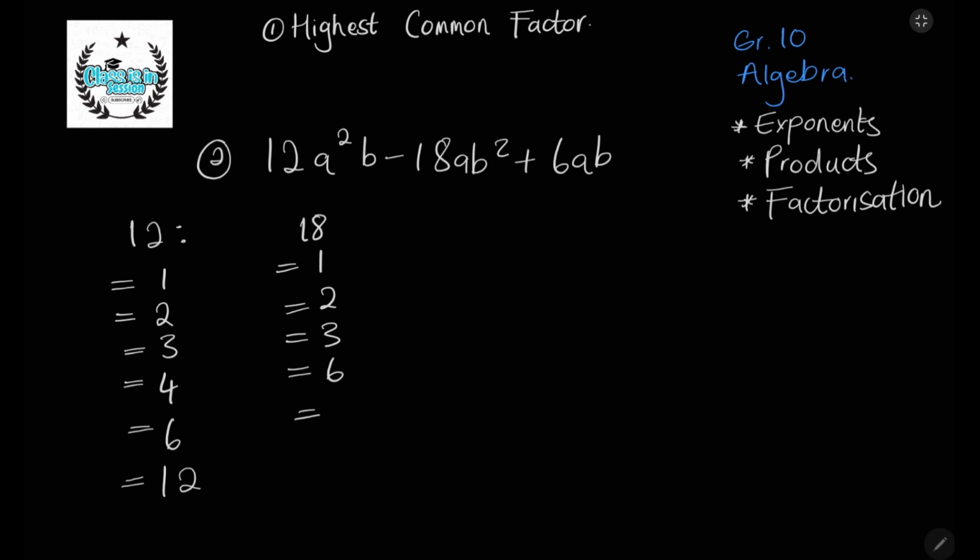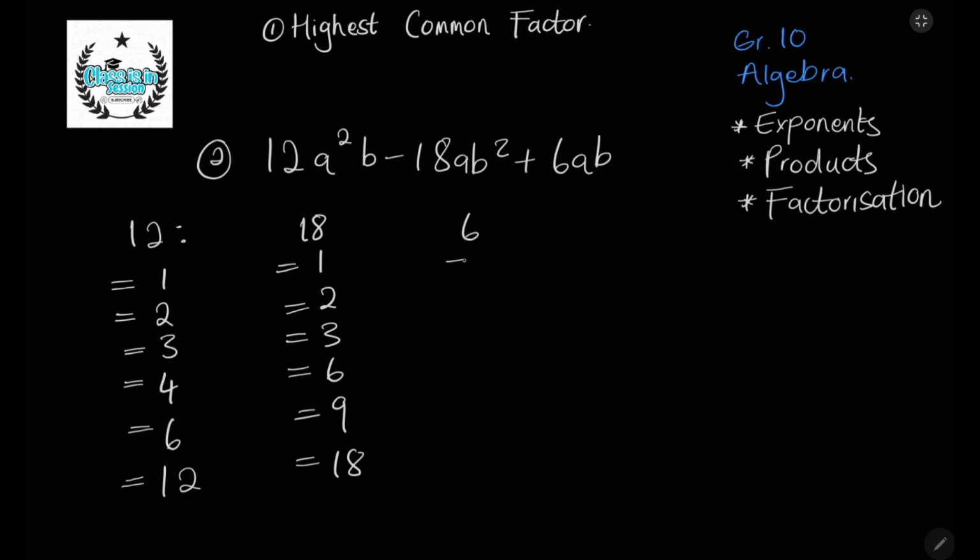18 divided by 7 leaves a remainder. 18 divided by 8 leaves a remainder. 18 divided by 9 doesn't leave a remainder. 18 divided by 10, 11, 12, 13, 14, 15, 16, 17, they all leave a remainder, and you're left with 18. You can always verify with a calculator. We've done 12, 18, let's do 6.